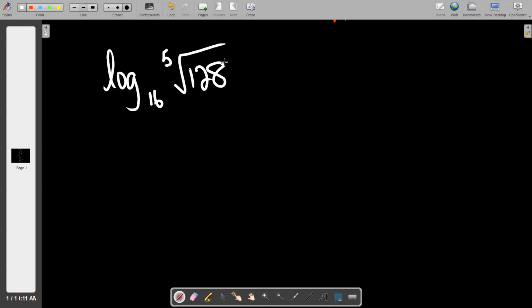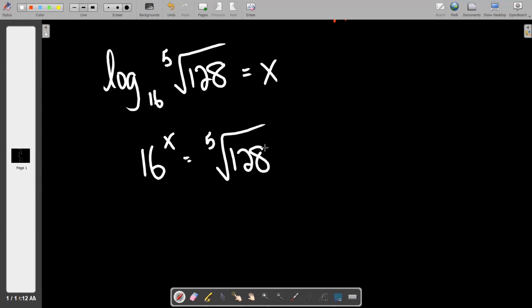Step 1, I'm going to set it equal to x. Step 2, I'm going to water cycle it out. I'm not going to do any math yet. I'm just going to leave it nice and pure. I don't want to lose anybody. So 16 to the power of x equals the 5th root of 128. I didn't do anything, I just cycled it out.